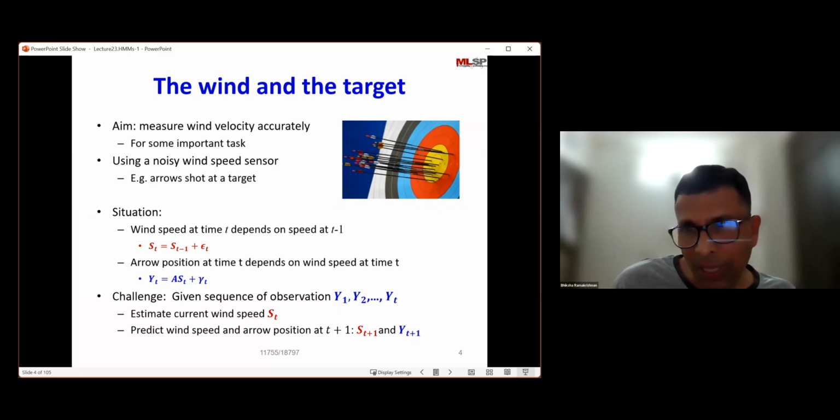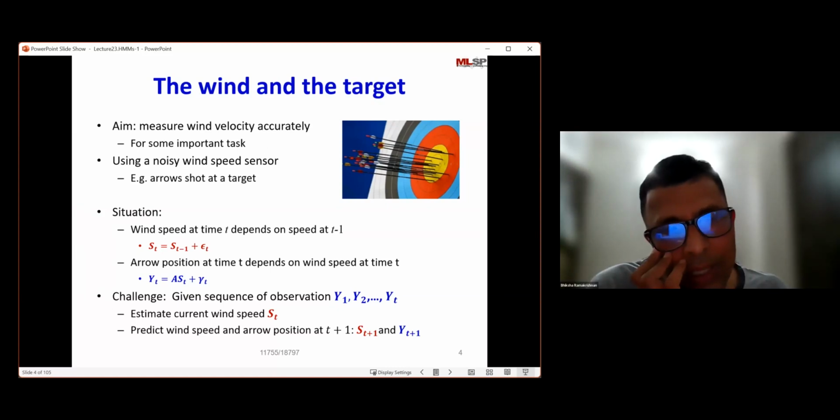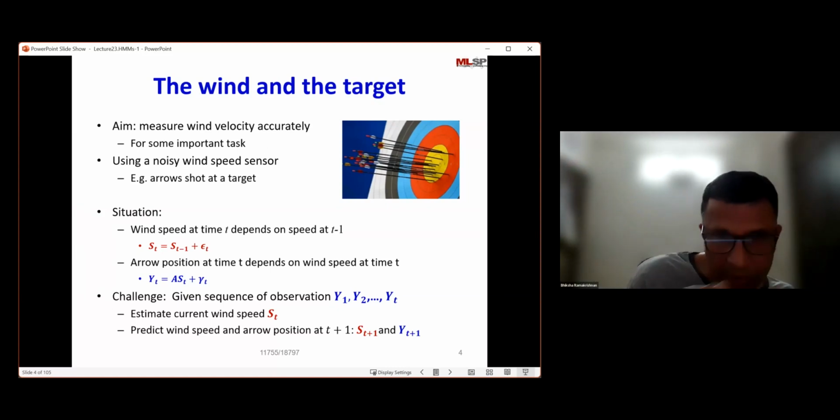Guys, at least some of you were in the class. So how did we set up the problem? What was the problem? We were trying to predict the offset of the location where the arrow would land based on the wind speed. Okay, something like that. Actually, it's a slightly different problem.